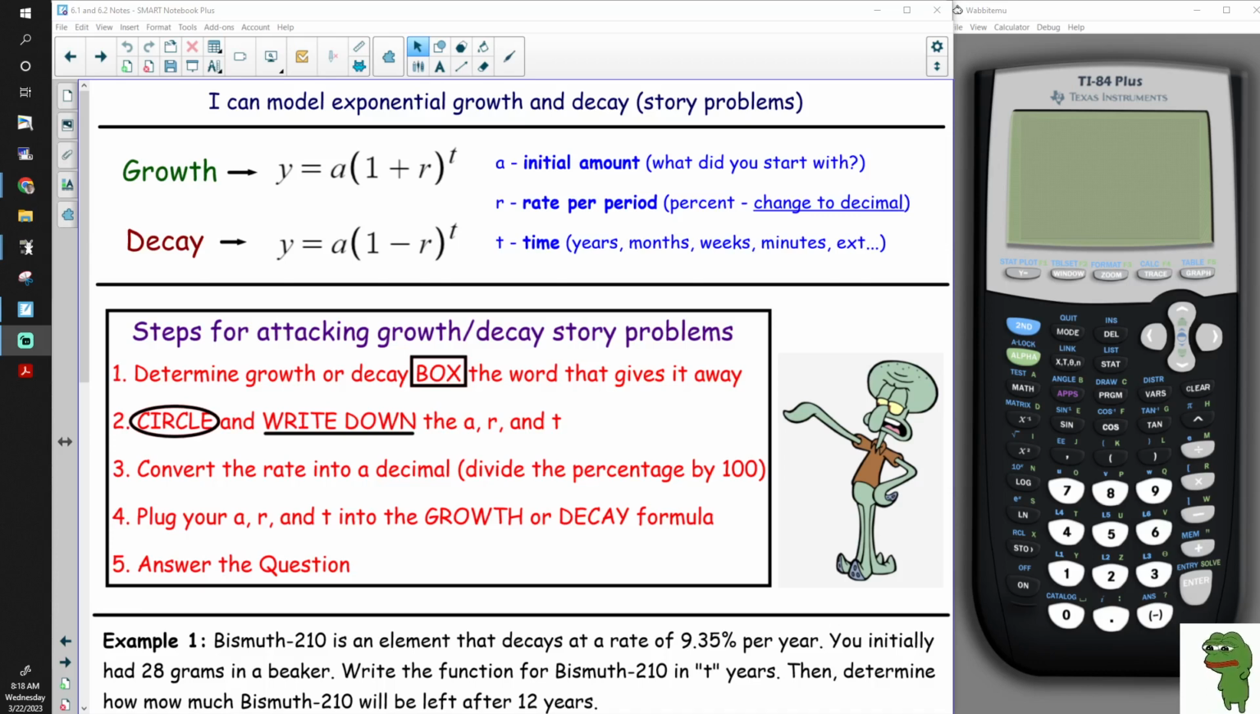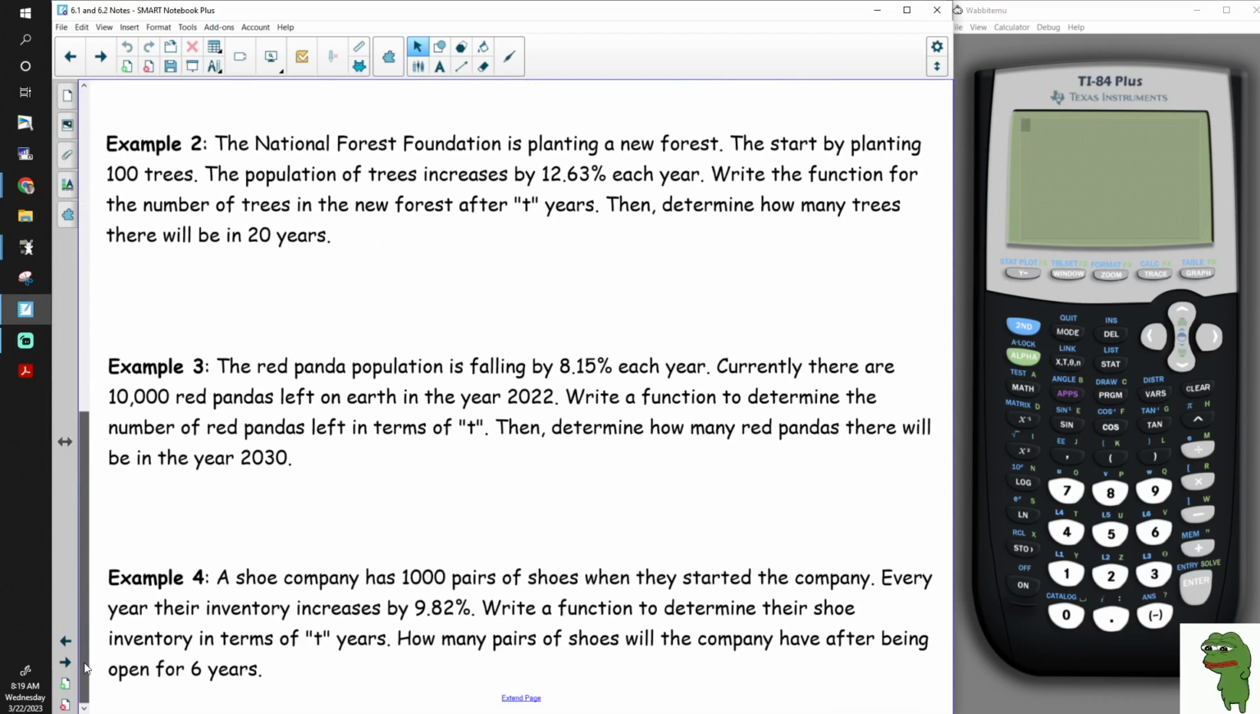Okay, so yesterday we looked at growth and decay. We did that hot dog example of hot dogs doubling, and we did the bismuth example, and we're really just solving 4 steps. We're figuring out if it's growth or decay by reading. We're going to highlight, circle, underline our important numbers, which is the A value, the initial amount, the R, the rate, and T, which represents time. Then we turn our rate into a decimal by dividing by 100, and then we plug it all in and our calculator does the work. So let's take a look at number 2.